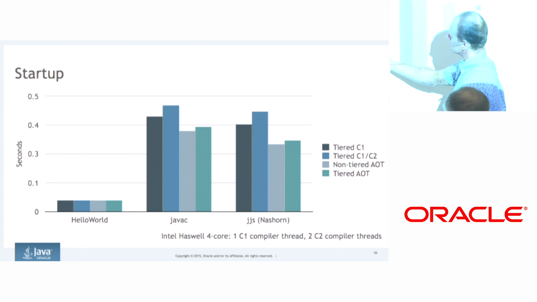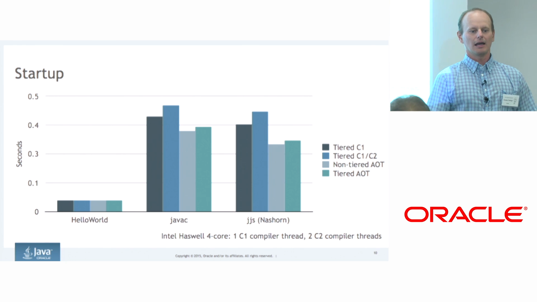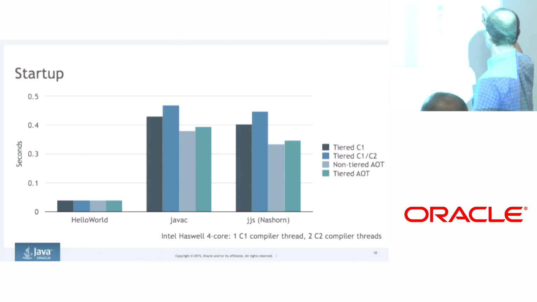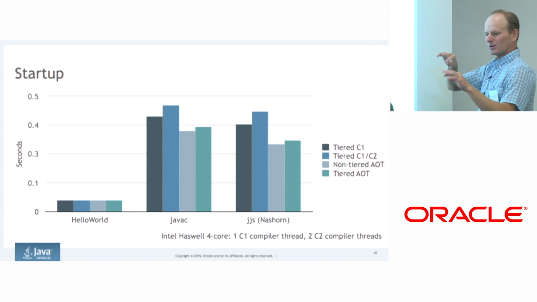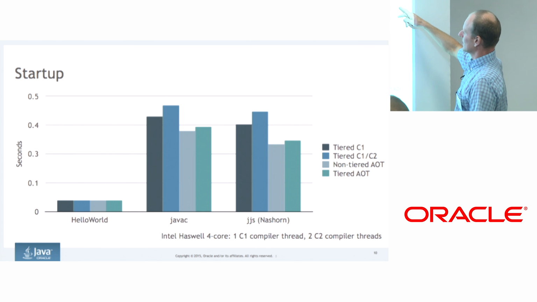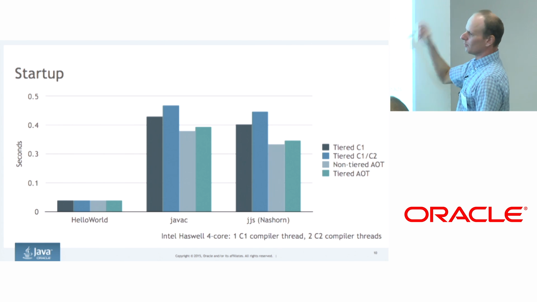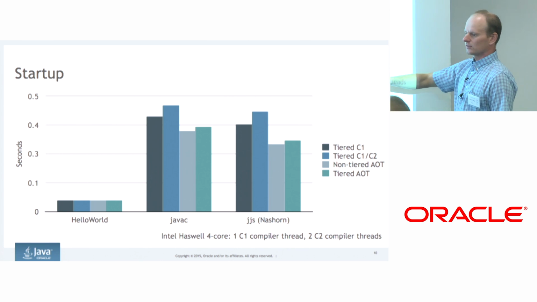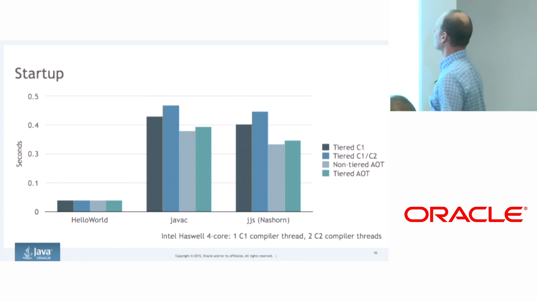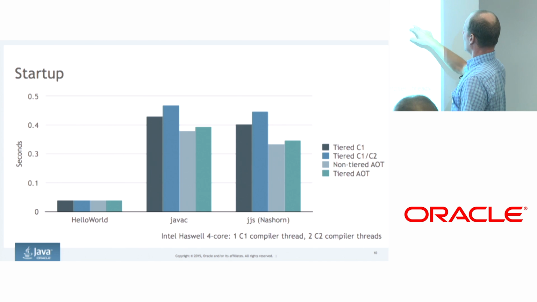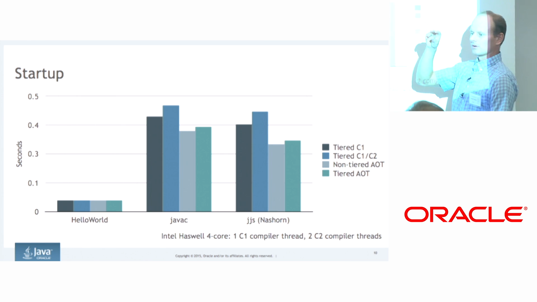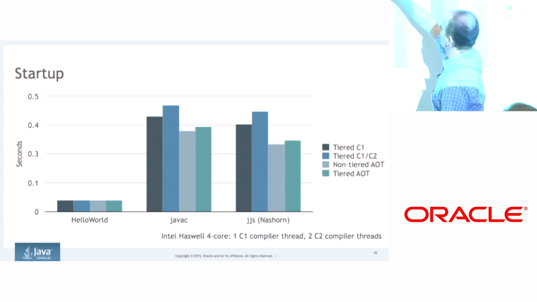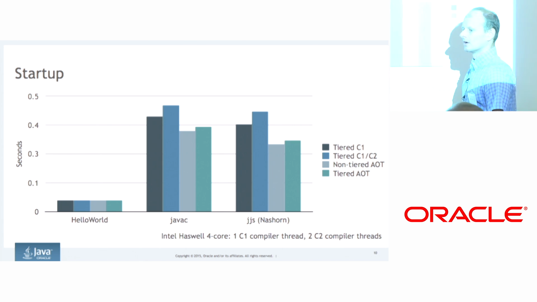On the other hand, Java C, this one is compiling HelloWorld.java, basically, a small thing. We have Tiered C1, which is C1 with tiered stop at level 1. Then this is a regular tiered system. Non-tiered is both java.base and the application compiled in a non-tiered way. And tiered is both java.base and the application compiled in a tiered way. As you can see, the non-tiered is faster than the tiered one because you're not executing the profiling code. But this is a 30% improvement, which is really nice.